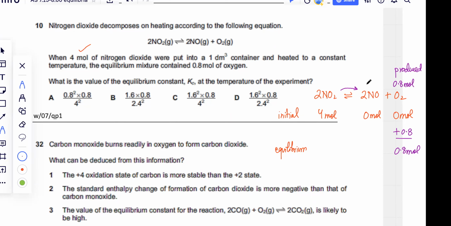What's the answer? Ahmed Abdullah, what's the answer? Zero point eight moles. Are you listening?